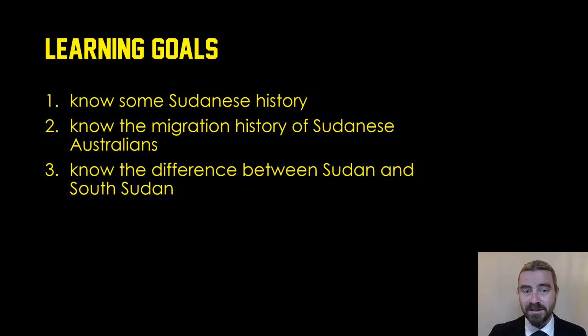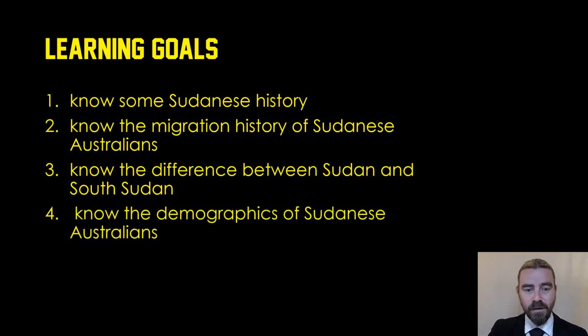And a lot of the statistics about these two groups are a little bit muddied because some people will call themselves South Sudanese and other people will call themselves Sudanese. So there's no perfect dividing line there. But in any answers that you're giving, I think it's really important that you acknowledge that there is a difference between the two countries and a difference between the two migrant groups. And the fourth thing, you're going to know some demographics of Sudanese Australians. So sometimes if I say Sudanese Australians, I might be referring to Sudanese and South Sudanese, unless I specifically say Sudan versus South Sudan, and that should be obvious in the coming slides.